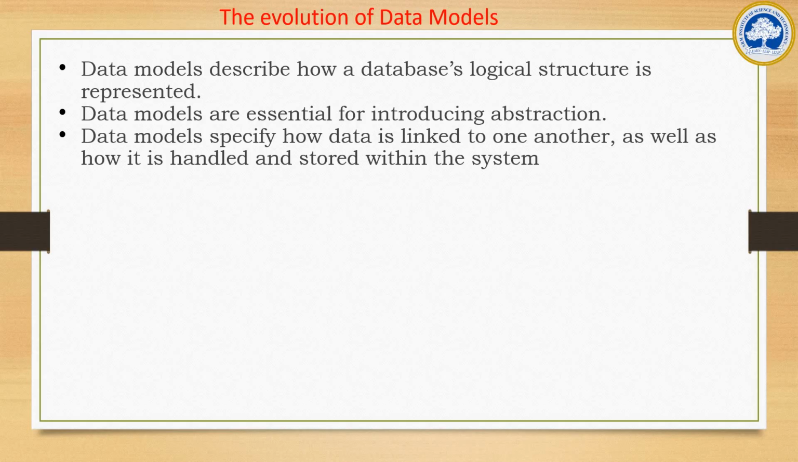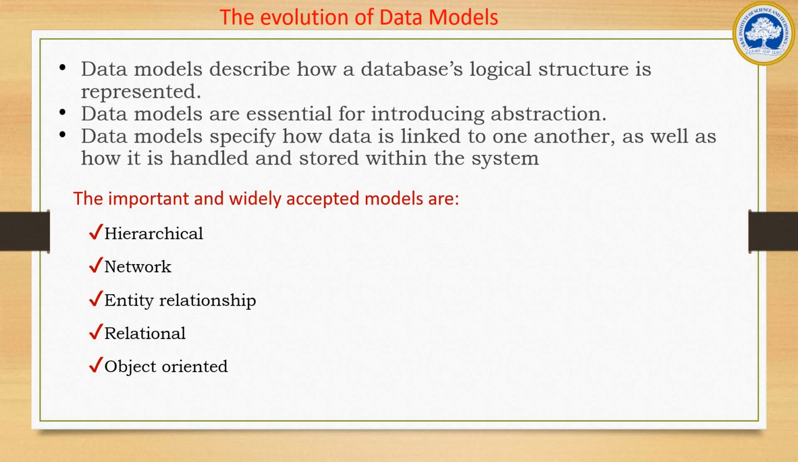The data models are essentially for introducing the abstraction: how the data are going to be specified, and how each and every one is linked to one another. For this, a data model is essential. There are different types of data models. Initially we followed hierarchical, then network model, entity relationship, relational and object oriented model.